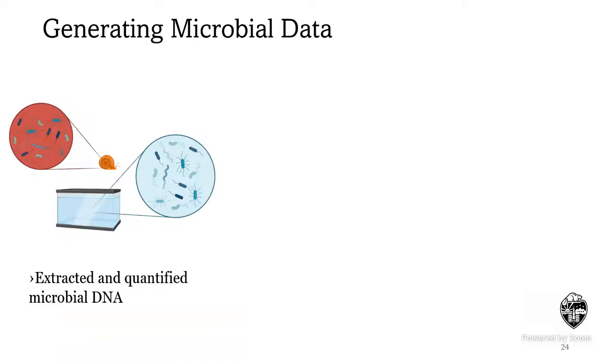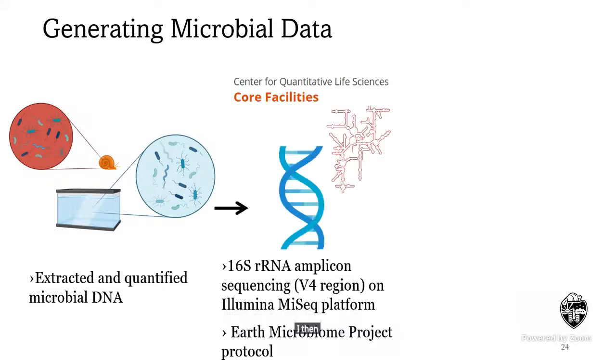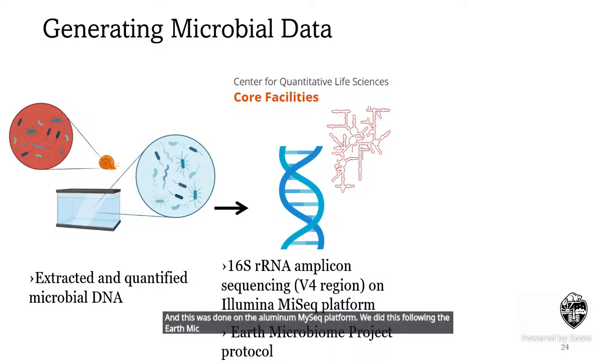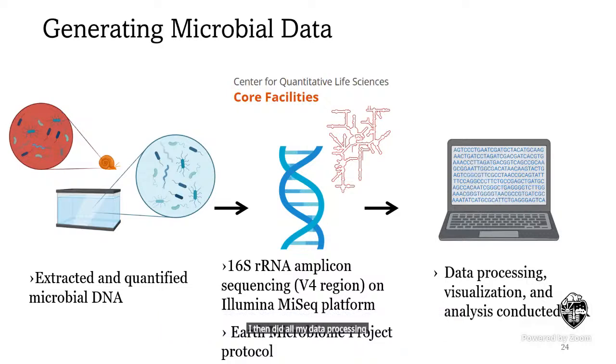Next step was to generate my microbial data. I began by extracting and quantifying the microbial DNA. I then sent that DNA to the Center for Quality of Life Sciences core facilities at OSU to undergo 16S rRNA amplicon sequencing by focusing on the V4 hypervariable region. And this was done on the Illumina MiSeq platform. And we did this following the Earth Microbiome Project protocol. I then did all my data processing, visualization, and analyses in R.